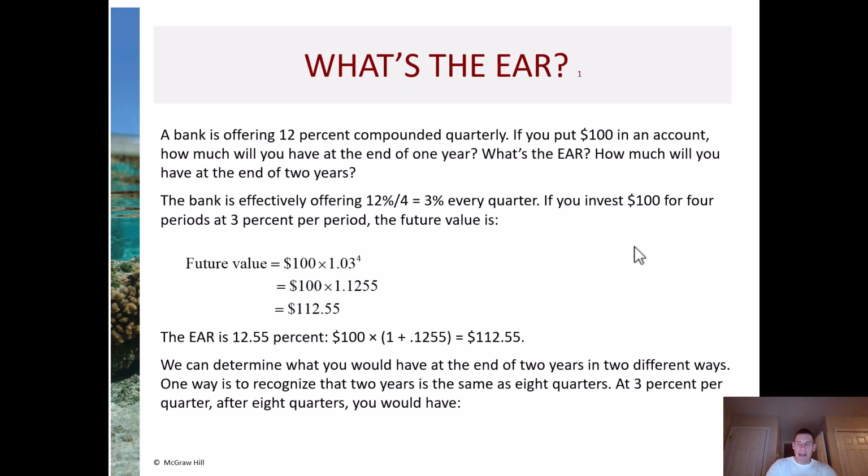So let's look at an example. A bank is offering 12% compounded quarterly. If you put $100 in the account, how much will you have at the end of 1 year? What's the EAR? And how much will you have at the end of 2 years?